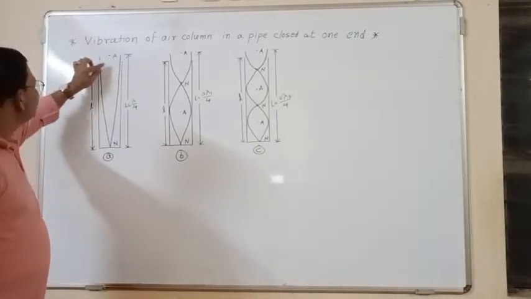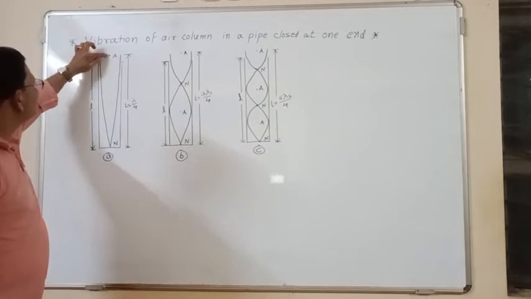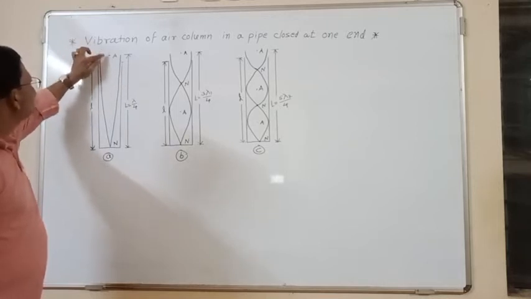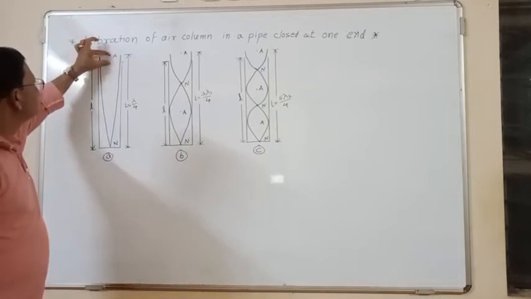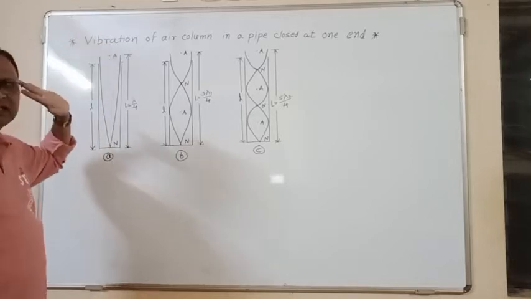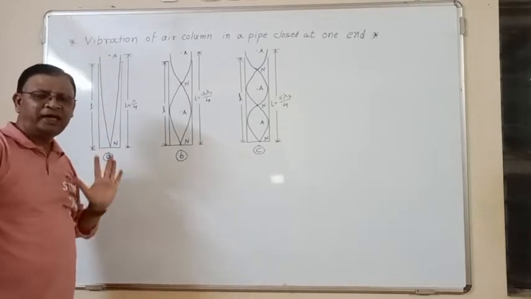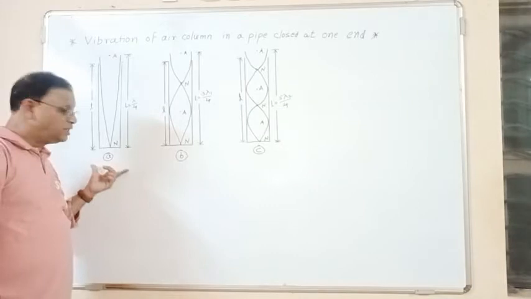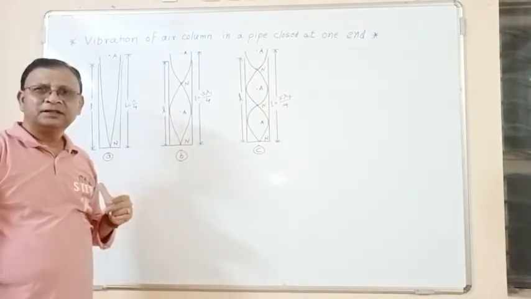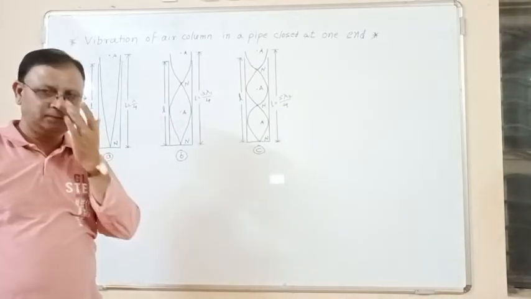In this case also, the antinode is formed just above the open end. This distance is called the end correction. This is called the simplest mode of vibration.